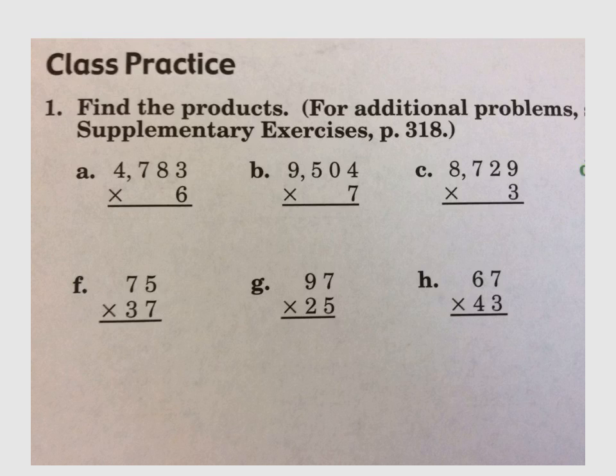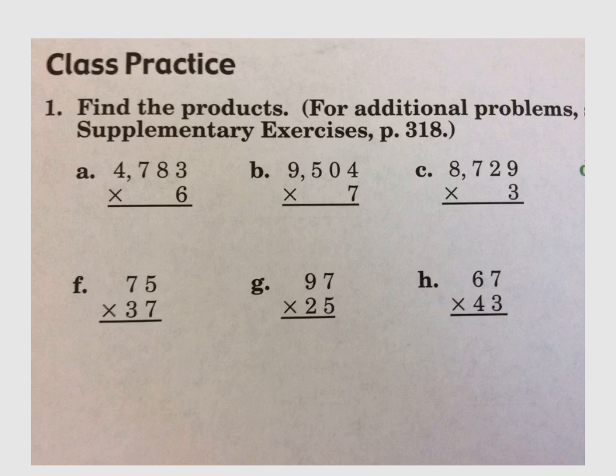1A says 4,783 times 6. And we're going to do the spread method, where we go 6 times 3, then 6 times 8, then 6 times 7, and then 6 times 4.